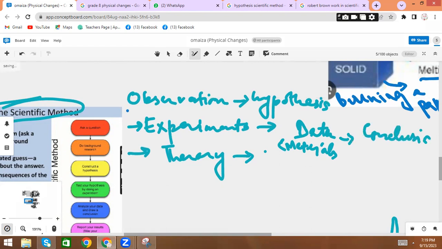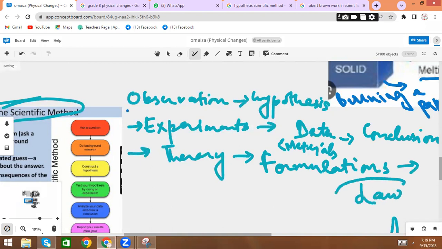Out of those conclusions we make the theory, and that theory is formulated again and again, and then that becomes the law. Law? Yes, law. Like maybe you have heard of Mendel's law of segregation, maybe in bio.